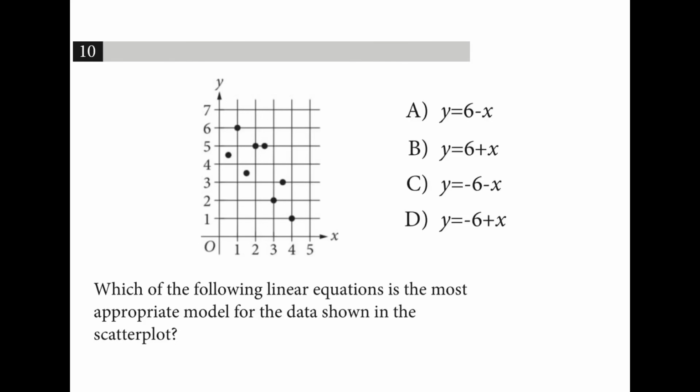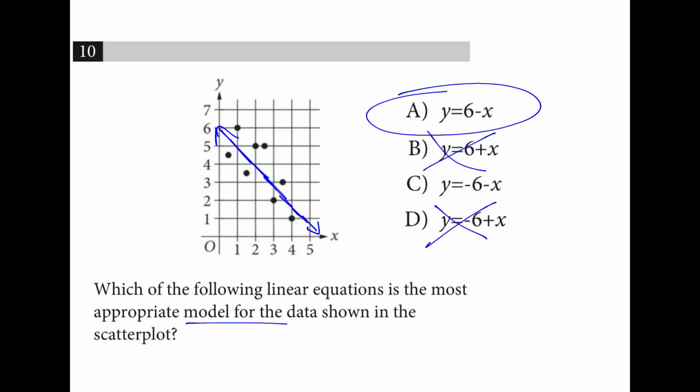Which of the following linear equations is the most appropriate model for the data? So if I do something like this for my line of best fit, I can see that my slope is going to be negative. I can cross out all the positive slopes. And I know that my intercept is going to be positive. So A is the right answer.